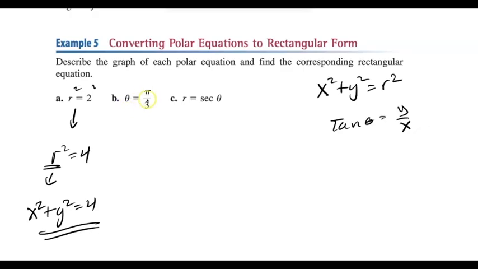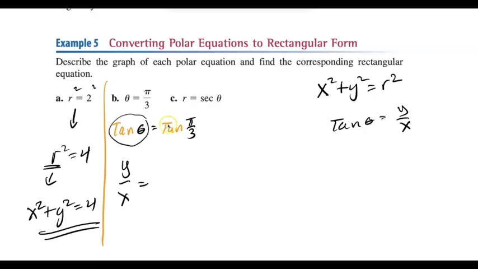B is a little tougher. I have theta equals pi over 3. I can't use this first one, that doesn't help me, but this one does. What if I take the tan on both sides? If I take the tan on both sides, I can make this look like tan, and I know tan of theta equals y over x. So we get tan of theta equals tan of pi over 3. I took tan of both sides, and tan of theta equals y over x. Just following the formula right there.